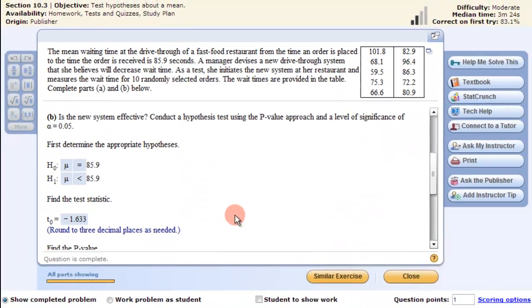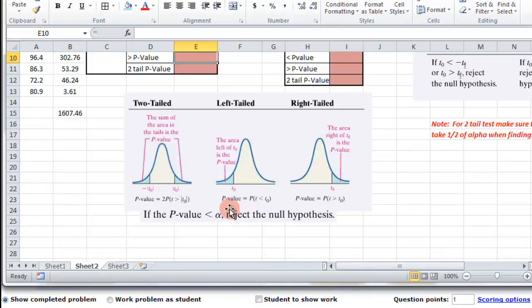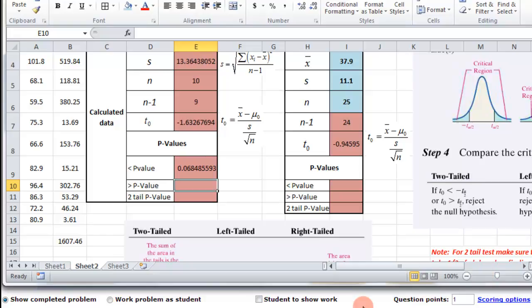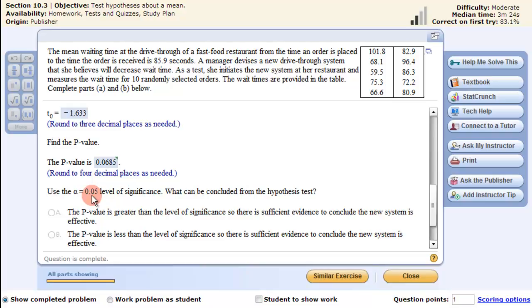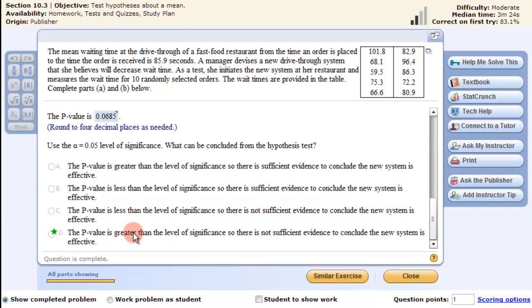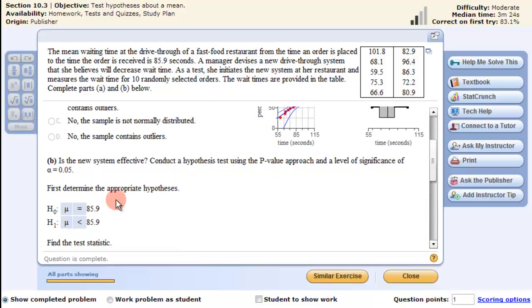We go back here and said find the p-value, 0.0685. Now we make our conclusions based on that p-value. Is our p-value less than the significance level that we have chosen for us? The significance level, remember, was 0.05. So this is not less than it. So the p-value is greater than the level of significance, so there's not sufficient evidence to conclude the new system is effective. So we do not reject the null hypothesis.